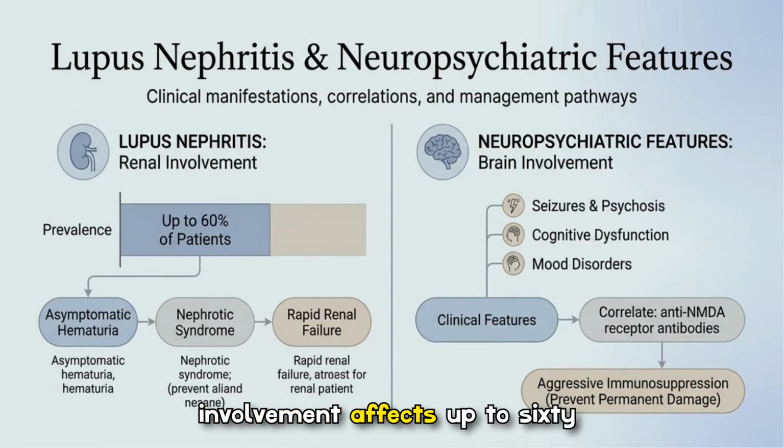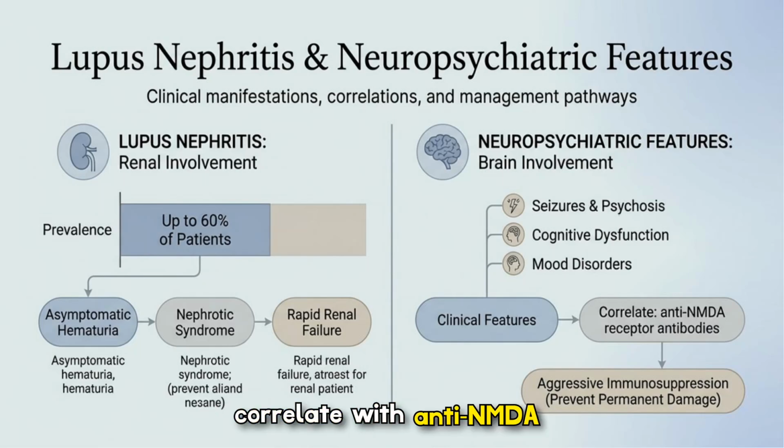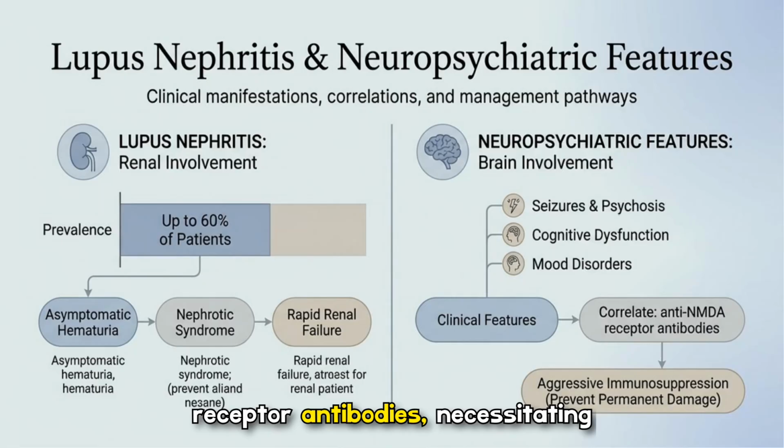Renal involvement affects up to 60% of patients, ranging from asymptomatic hematuria to nephrotic syndrome and rapid renal failure, while brain involvement can cause seizures, psychosis, and cognitive dysfunction that sometimes correlate with anti-NMDA receptor antibodies, necessitating timely and sometimes aggressive immunosuppression to prevent lasting damage.